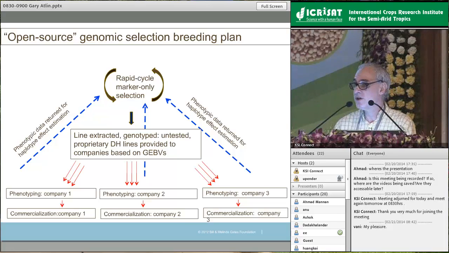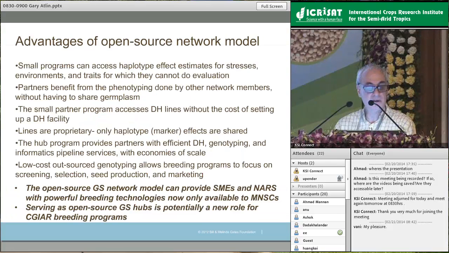So advantages include that small programs can access haplotype effects. They can essentially share haplotype effects without sharing germplasm. Partners benefit from the phenotyping done by other network members. Lines are proprietary. Only the models are shared. The hub programs allow economies of scale to be enjoyed by small seed companies and partners. I think that this type of model can really provide small companies and national programs with powerful breeding technologies now only available to multinational companies.